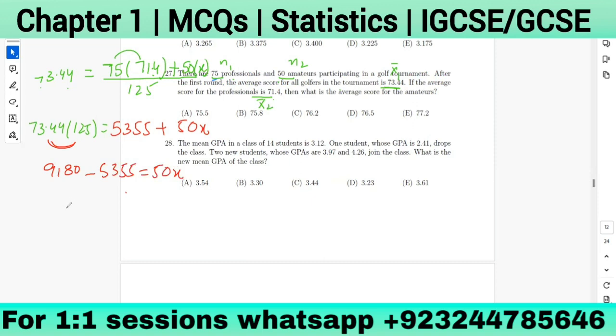Okay, what will you get? 3645 divided by 50, which is equal to x. So x is equal to 72.9. So where is 72.9? No, there is some calculation error. Do the calculations again.